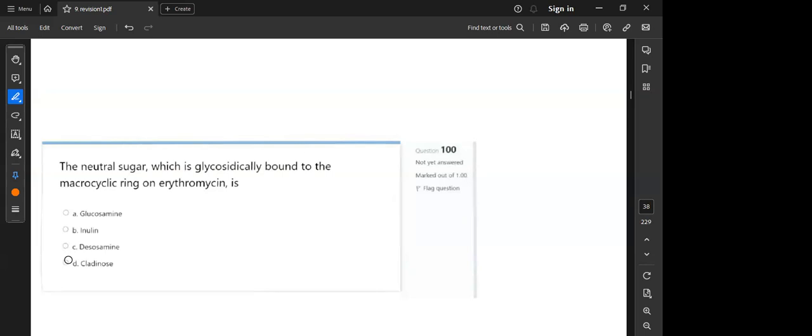Natural sugar, which is glycosidically bound to the macrocyclic ring in erythromycin is, watu wa medchem kujeni, cladinose.